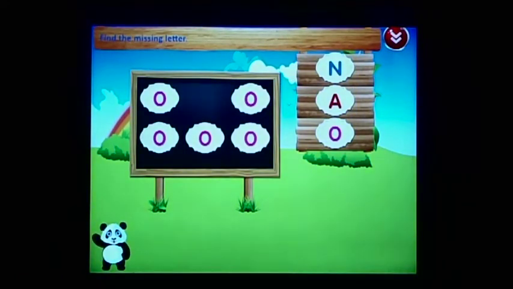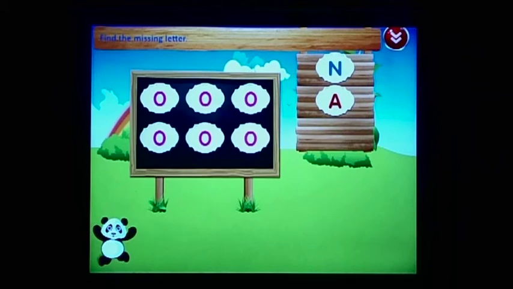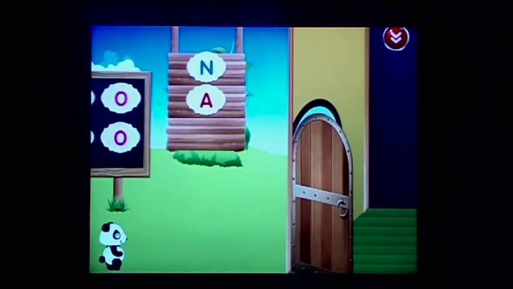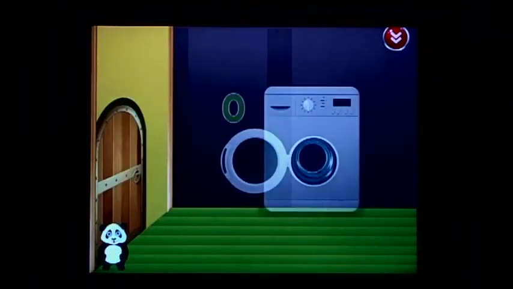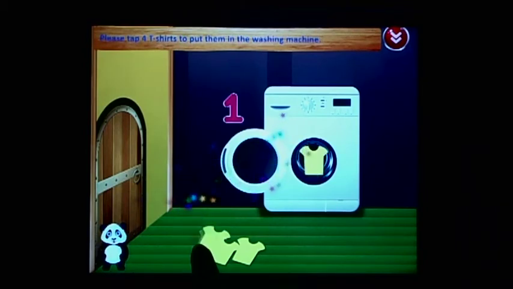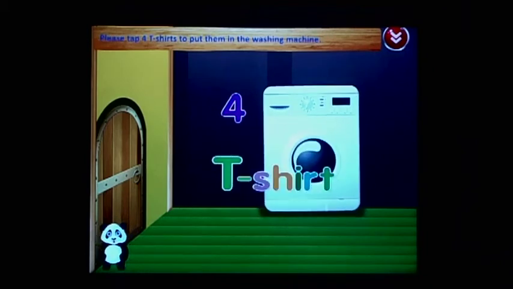Find the missing letter. Oh, good job! Thank you! Please tap 4 T-shirts to put them in the 1, 2, 3, 4. Good job! Thank you! T for T-shirt.